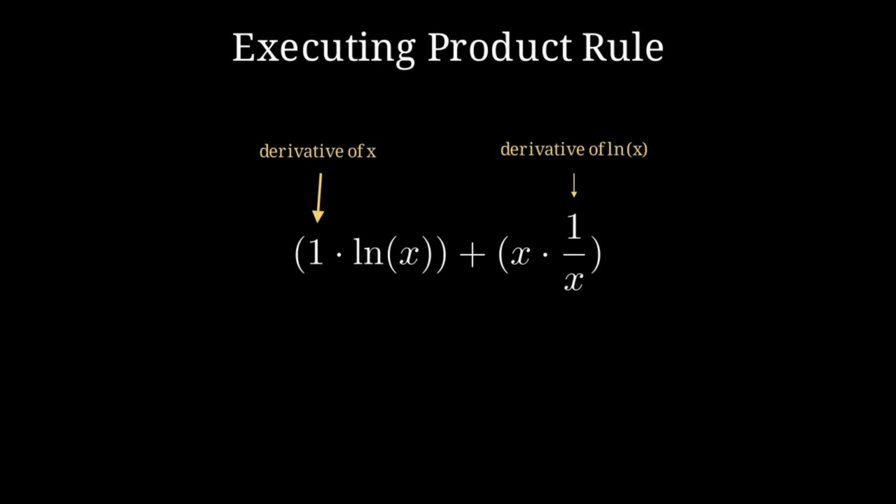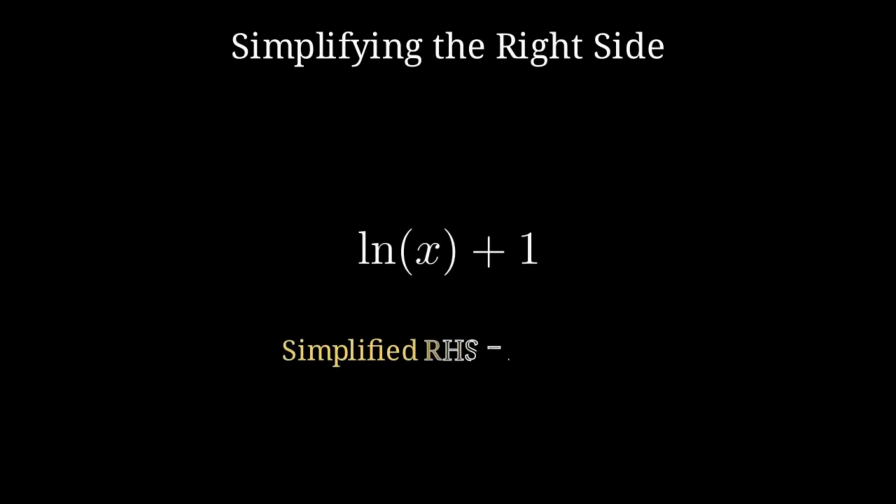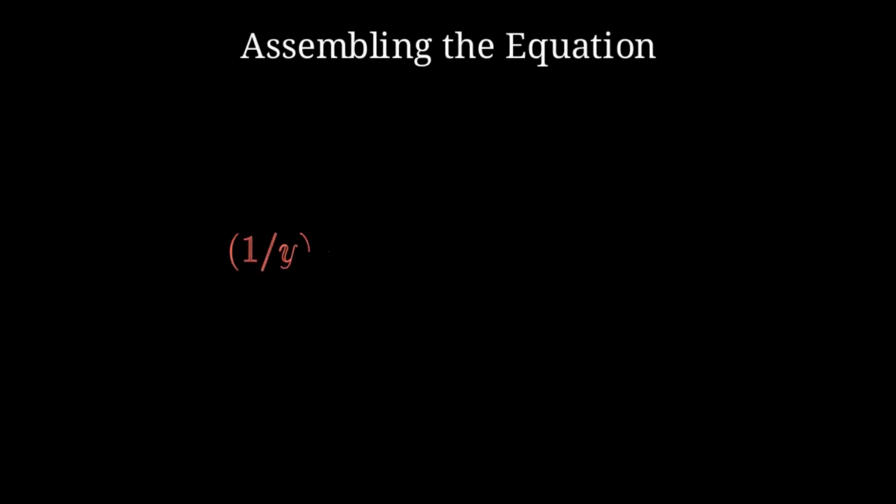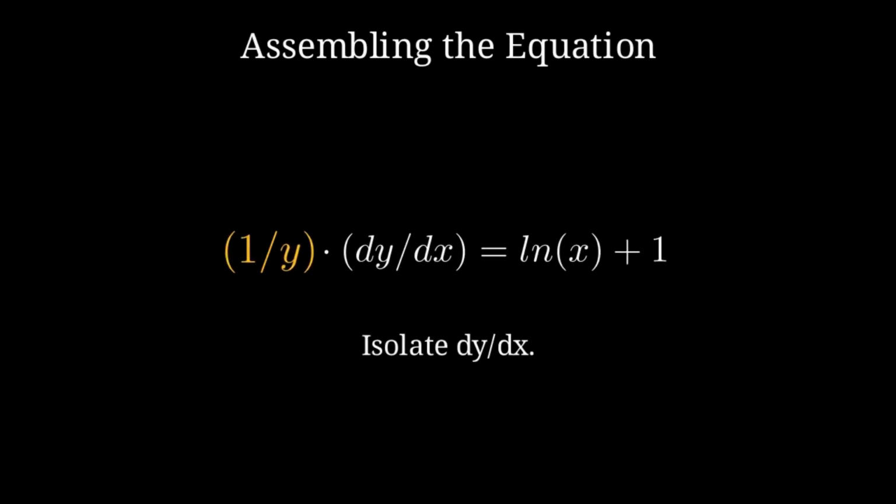Notice how the x and 1 over x will cancel out. After simplifying, the right side of our equation becomes simply the natural log of x plus 1. We have successfully differentiated the product, and now we are ready to combine both sides of our equation again. We now have the full differentiated equation, 1 over y times dy/dx equals ln x plus 1.